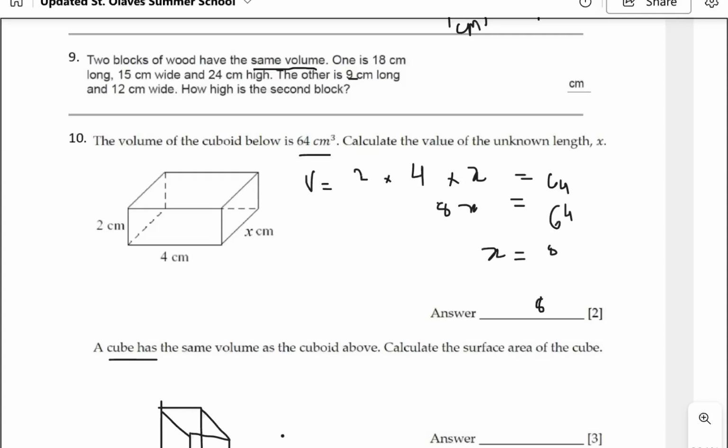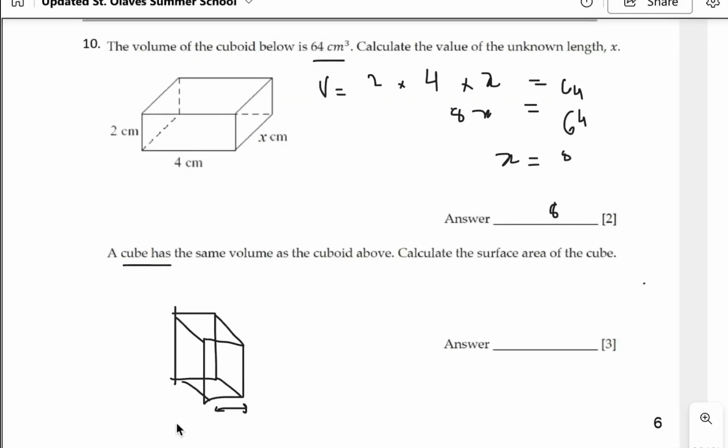So the cube has the same volume. I'm going to scroll down so you can see here. That means this is 4, and then the depth is also 4. Does it have the same volume? Yes, it does. 4 times 4 is 16. 16 times 4 is 64. So they have the same volume, tick.